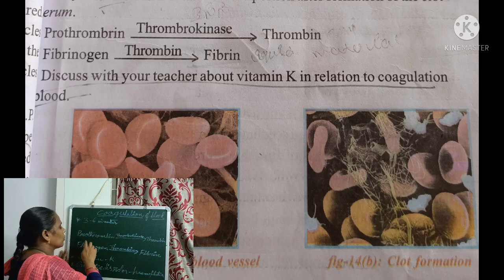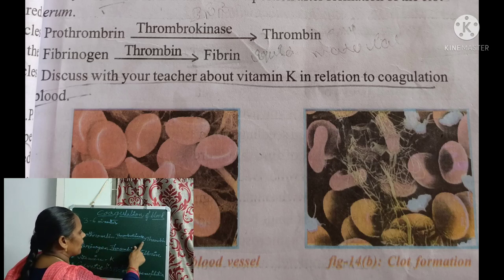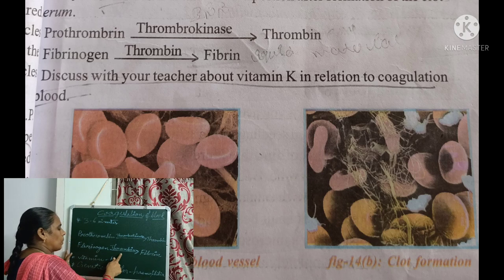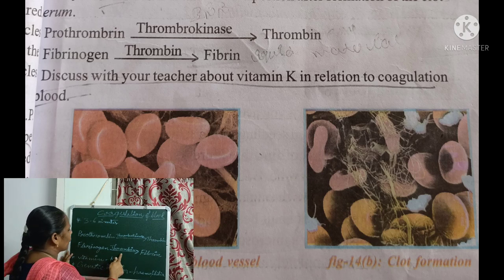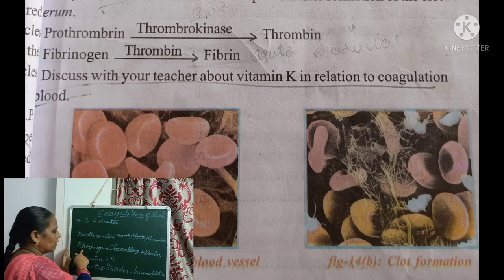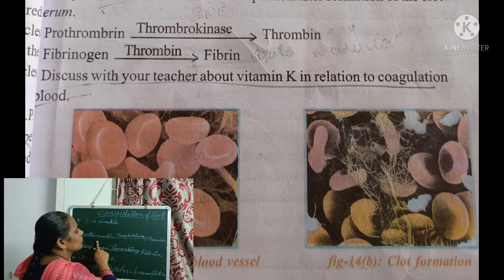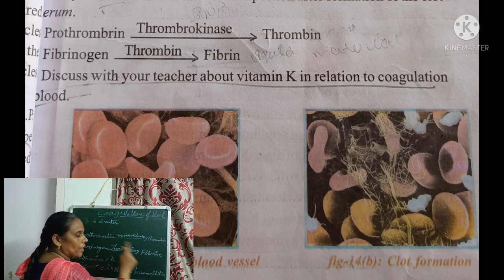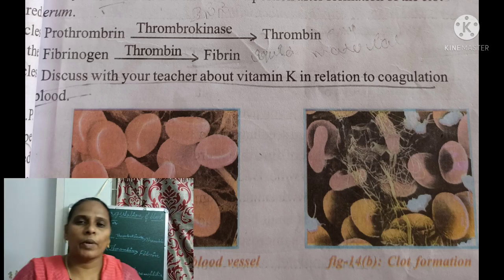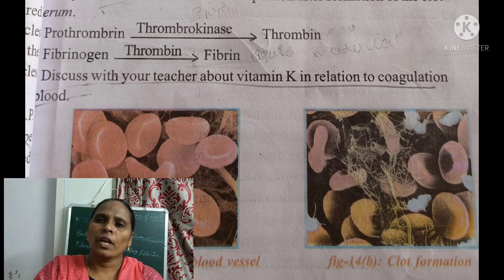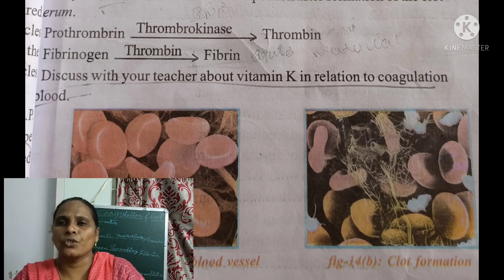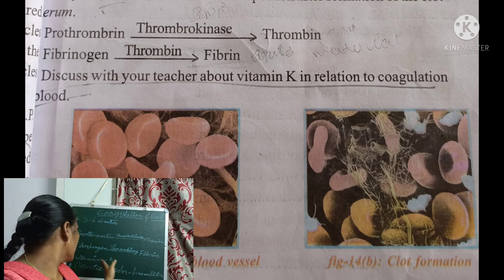For this blood clot, thrombokinase enzyme releases into blood. Prothrombin is made into thrombin with the help of thrombokinase. And this forms fibrin from the fibrinogen. This fibrinogen and prothrombin are present in blood. Prothrombin is converted into thrombin by the release of the thrombokinase enzyme, which makes the fibrinogen into fibrin. This fibrin clots the blood. This fibrin forms around the injury, and blood cells cover the injury. This is about the coagulation.